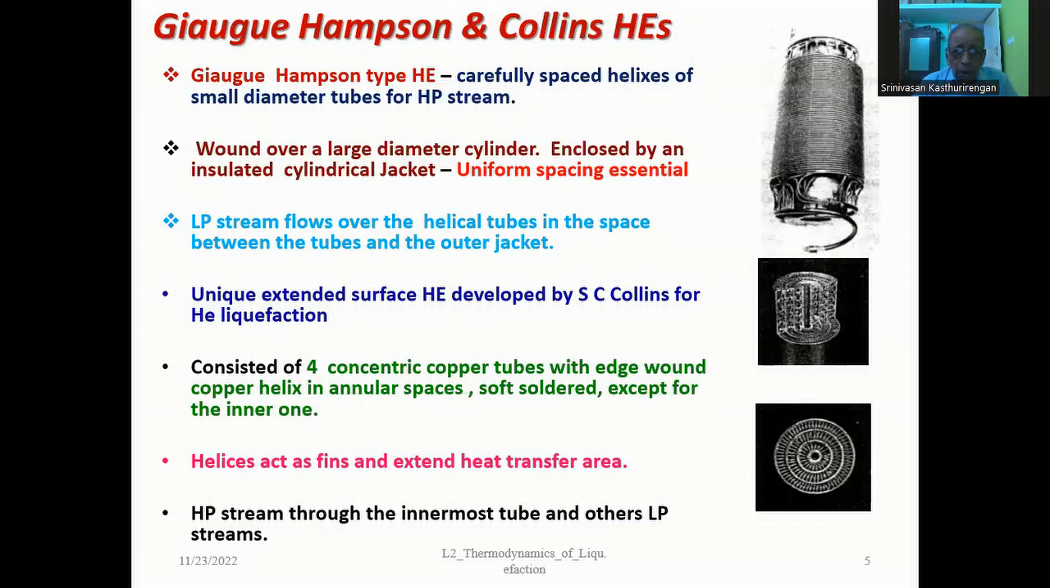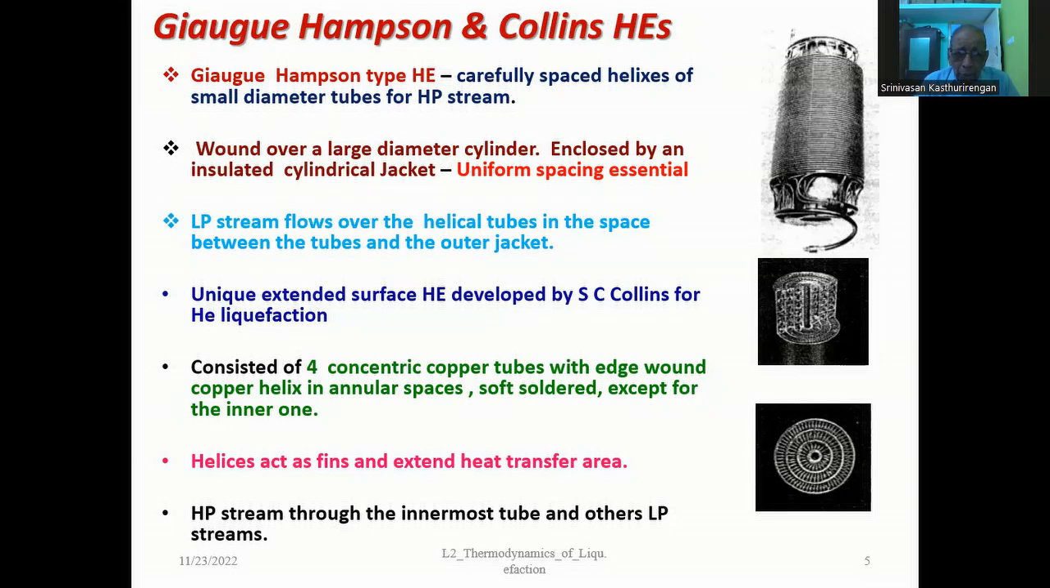Let us move on to another type of heat exchanger, which is the Giauque-Hampson and Collins heat exchangers. Now, the Giauque-Hampson heat exchanger is a carefully spaced helices of small diameter tubes for the high pressure stream. So you can think of multiple tubes which are wound in the form of a helix, okay, and they are all joined together at the upper end and at the lower end, okay.